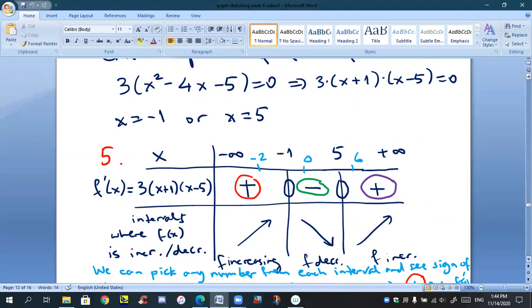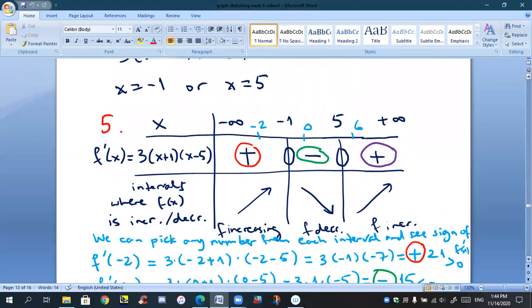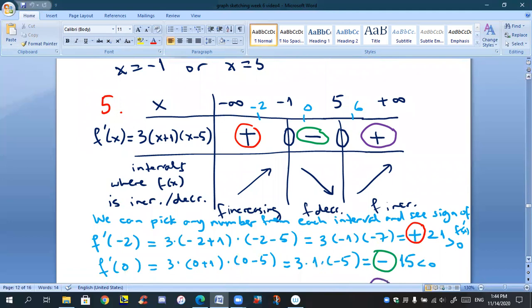So for each interval, you can pick any random number you like. I picked here minus 2, 0, and 6, but you could have taken minus 3, let's say, plus 1, plus 2, or also you can take 7, 10. It doesn't matter. You would find the same signs. So pick the numbers which are probably nicer than the others. So I just picked minus 2 and 0 and 6 from each interval. What do I do with them? I put them into the f prime.